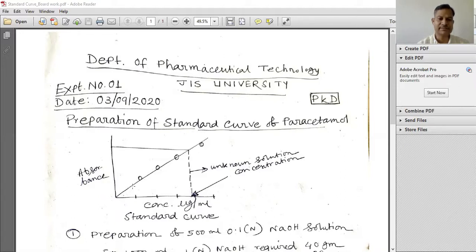And as there is a proportional relationship up to a certain range, we can get a straight line. This straight line is obtained for known concentration. Here we have plotted known concentration against their absorbance. This is called a standard curve when we plot concentration versus absorbance of known concentration solutions. Now this will be utilized for getting the concentration of an unknown solution.